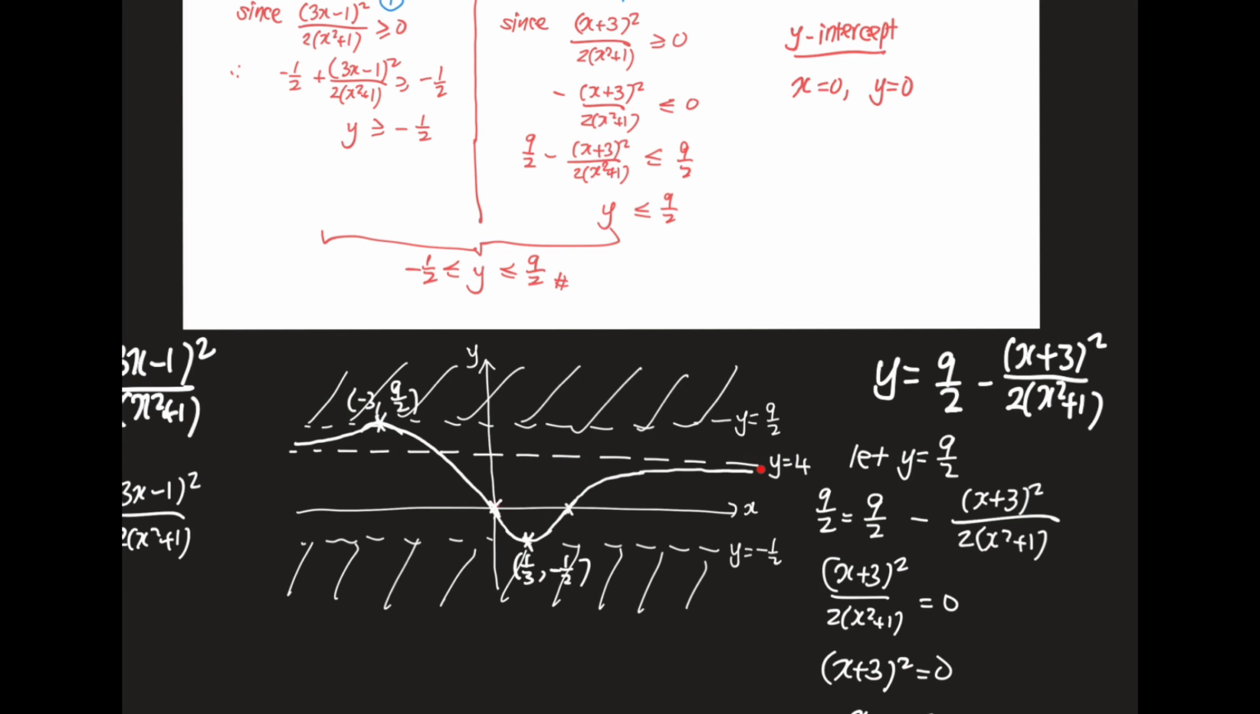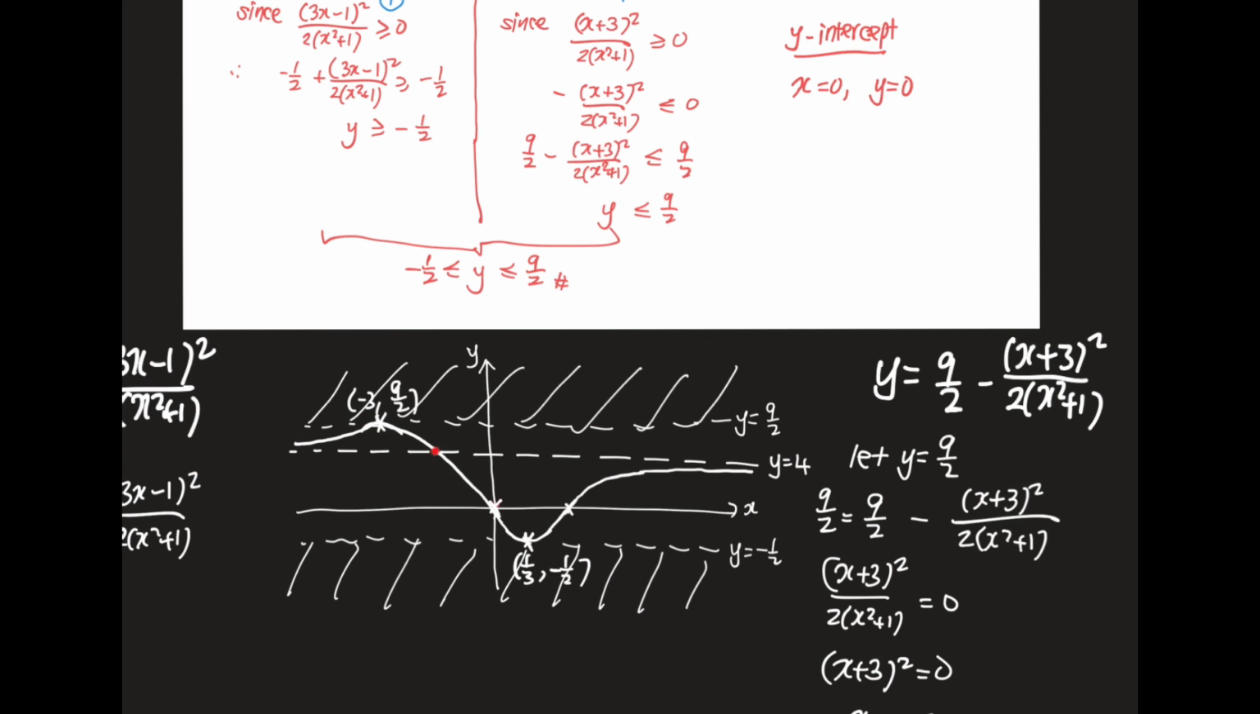I get 3.97, showing that it is below 4 when x is very big. So I want to confirm this side also. This side is where x is negative infinity. So I just try, let's say, negative 100. I want to confirm my y is greater than 4. When I try negative 100, the y that I get is 4.03. 4.03 is greater than 4, so this is correct.